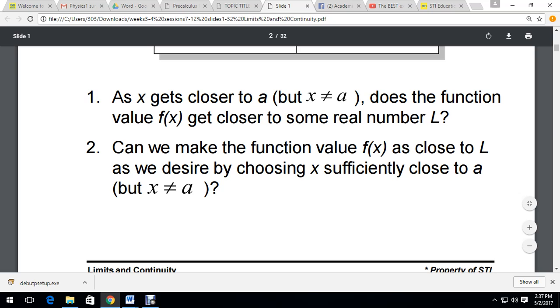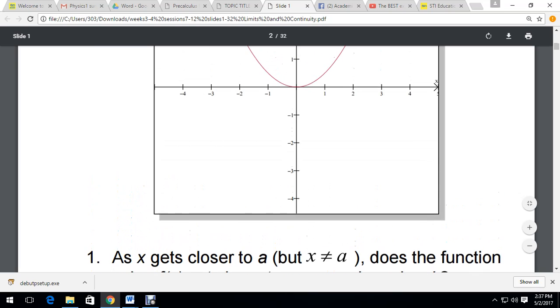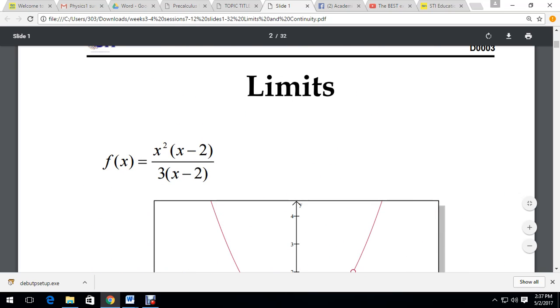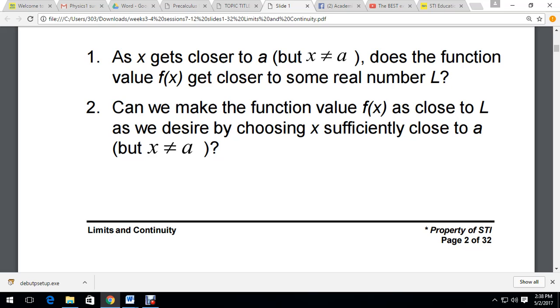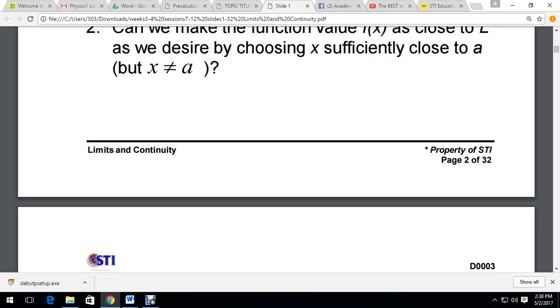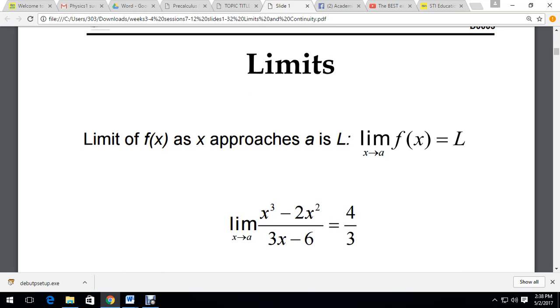So the answer for both of these two questions is yes, and that means that the value of L exists in the given function. So if the limit exists, then that means that we could determine the value of this limit. Now, the next relevant question is, how do we determine the value of this limit? Now, let's try to have this in a formal statement. The limit of f of x as x approaches a particular value a is represented by this expression. The limit of f of x is equal to L as x approaches a.